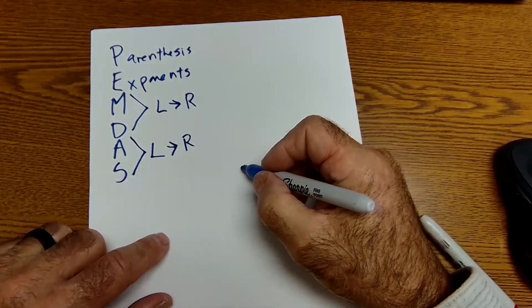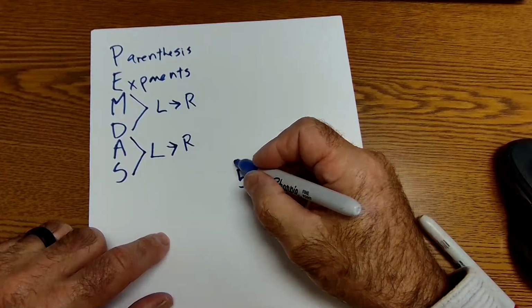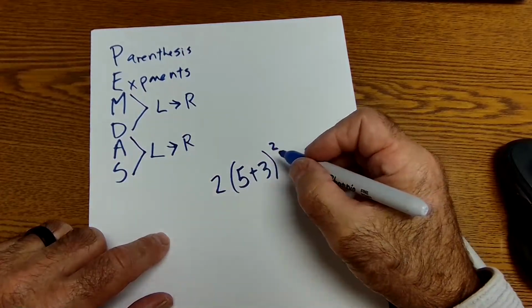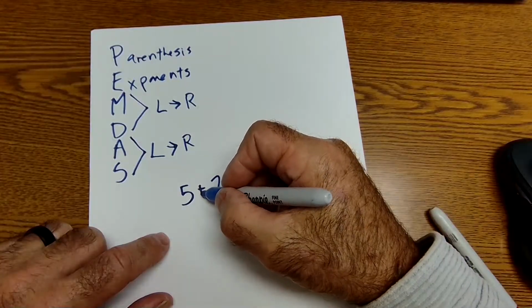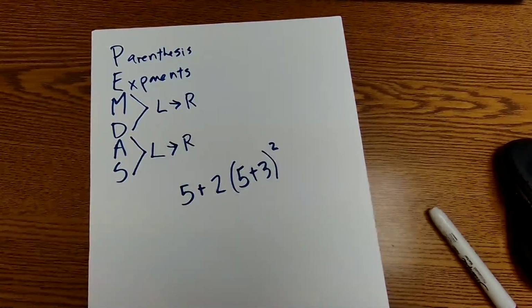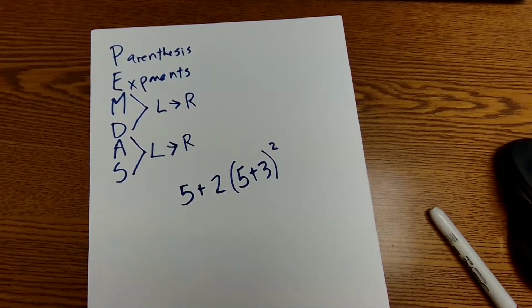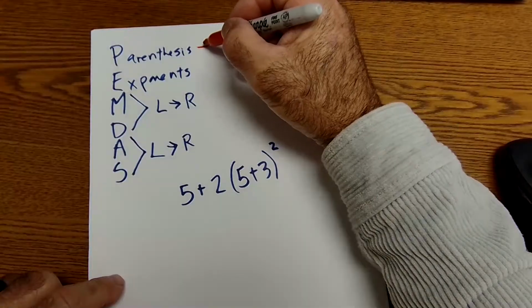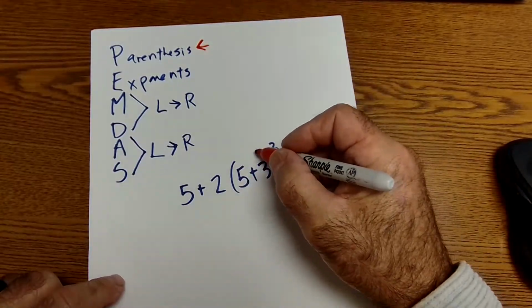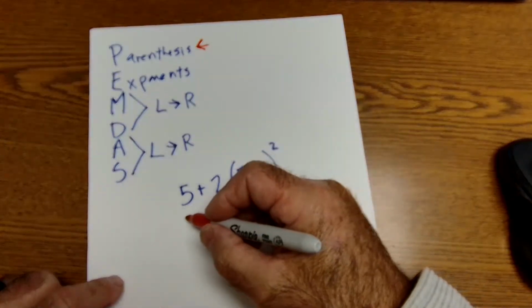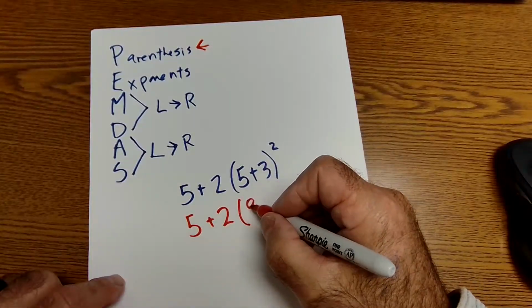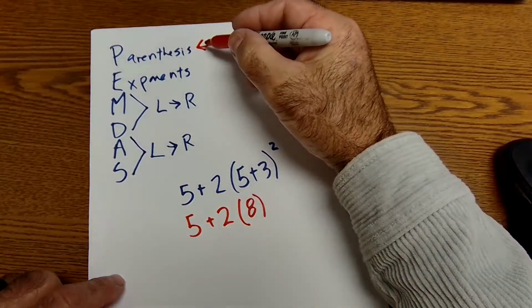So if I had a problem like 5 plus 3 quantity squared times 2 plus 5, my order of operations is exponents after I do my parentheses. So I've got to do my parentheses first. So I'm going to do what's inside these first. So I have 5 plus 3, which is 8. So I've done my parentheses.